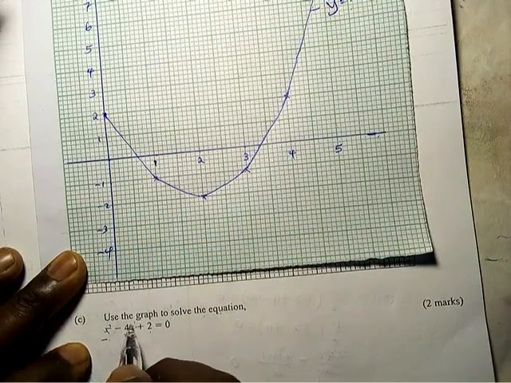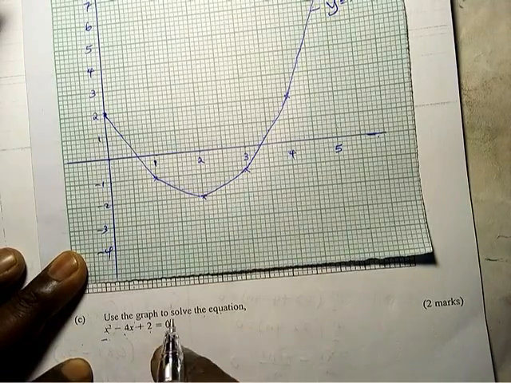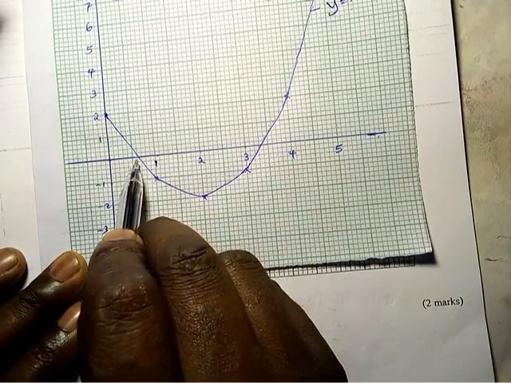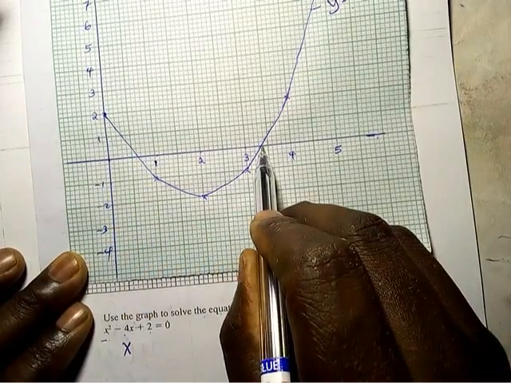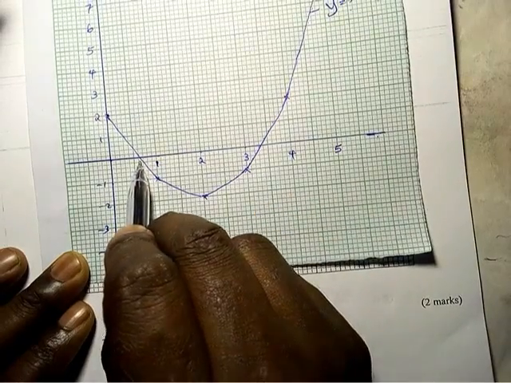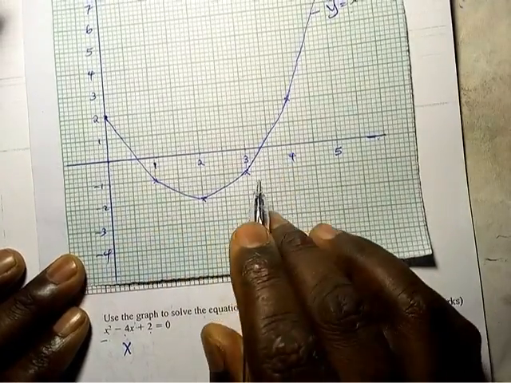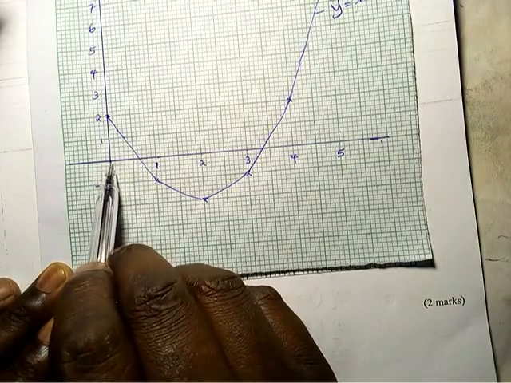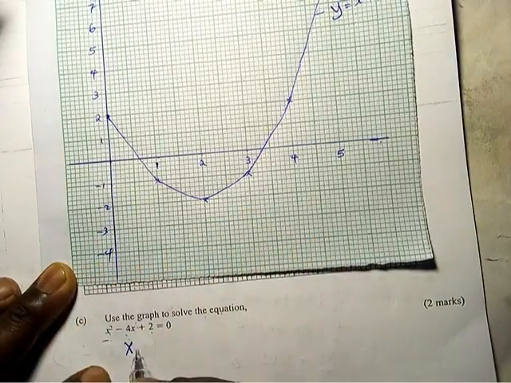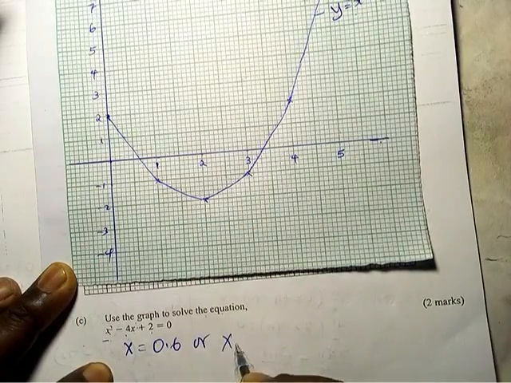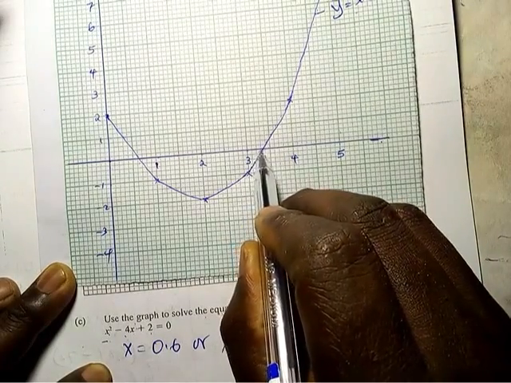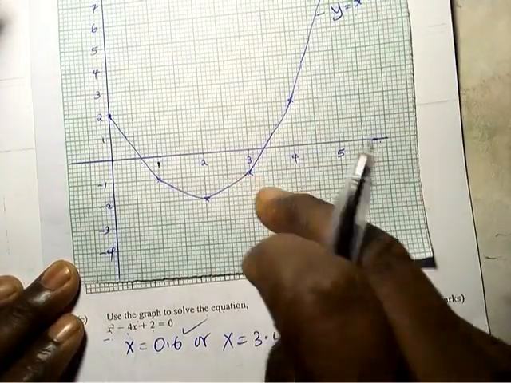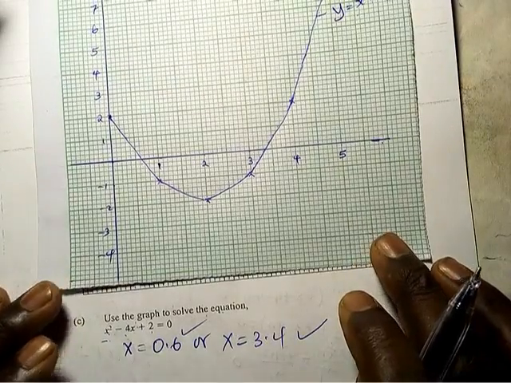Because we would have to solve this one using quadratic formula, now instead of the quadratic we will use the graph. So x will be either this point or this point. So we will have two values of x, this or this. You just read from the graph. So x is, this is 0.5, 0.6. So x is equal to 0.6 or x is equal to 3.4. And that is how you solve this using the graph, the equation of that line.